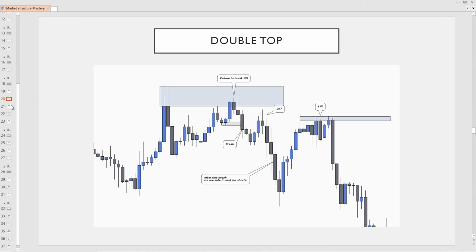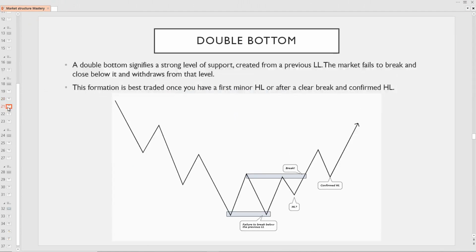Okay, so let's have a look at the double bottom, which is exactly the same, but just flipped, right? So a double bottom signifies a strong level of support created from a previous lower low. The market fails to break and close below it and withdraws from that level, all right?